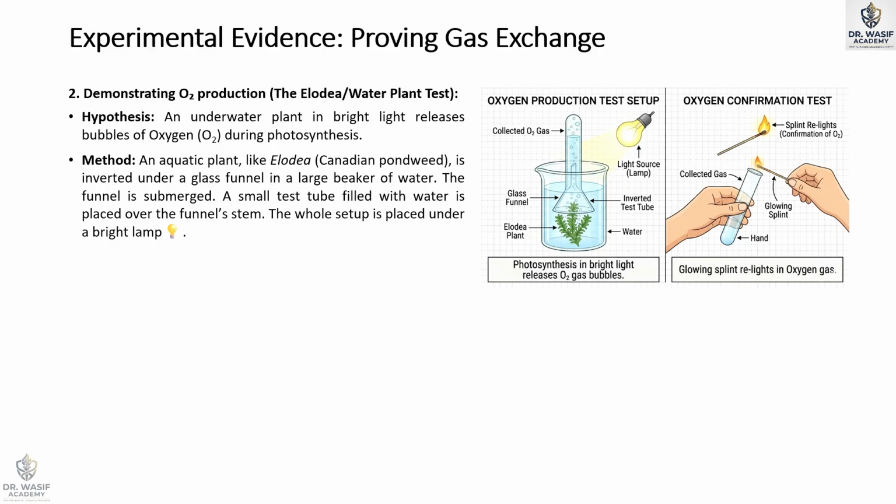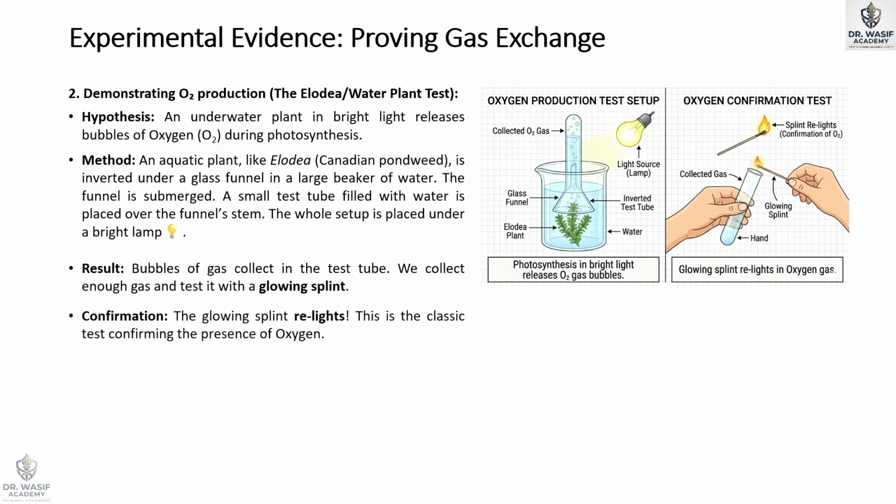These bubbles travel up into a water-filled test tube, pushing the water down, a process called downward displacement. Once we have collected enough gas, we perform the ultimate proof, the glowing splint test. We take a wooden splint that is glowing but not on fire, and we dip it into the tube. If it relights, we have 100% confirmation that the gas is oxygen.